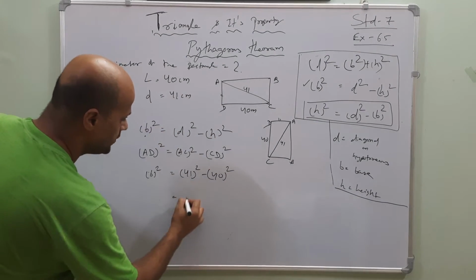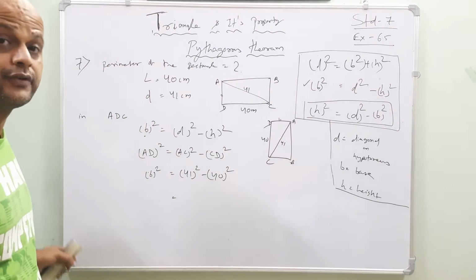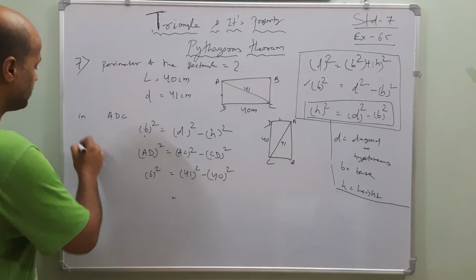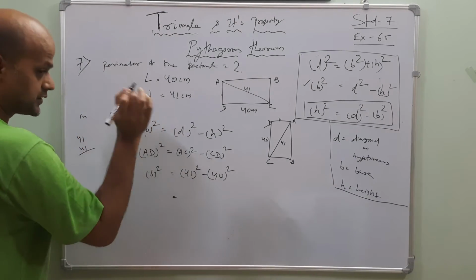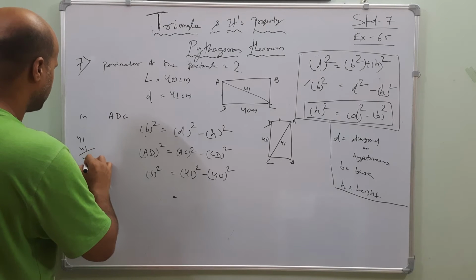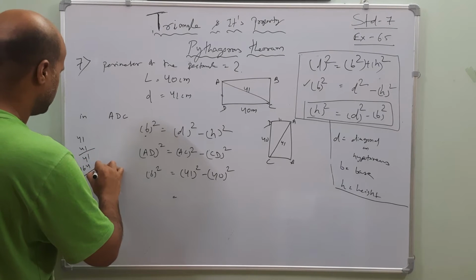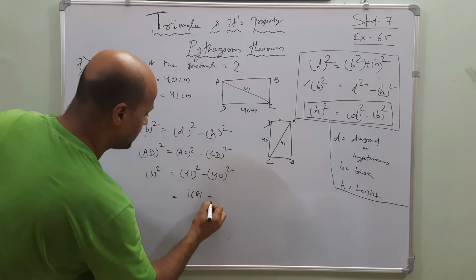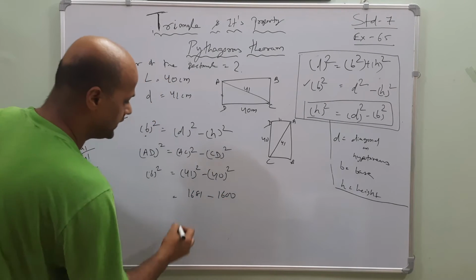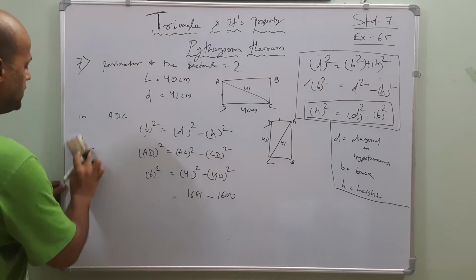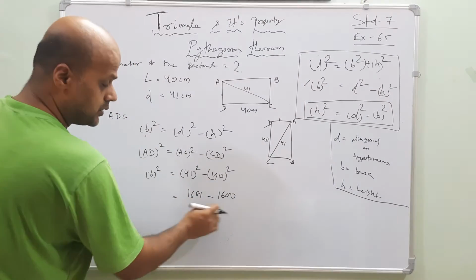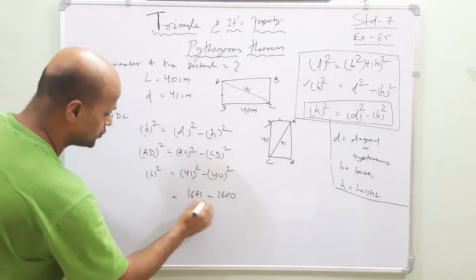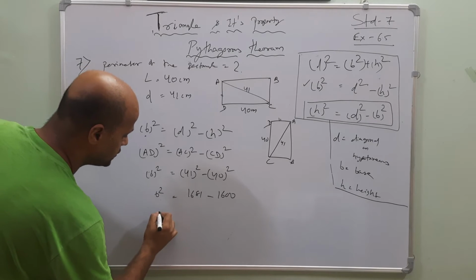Here it is. See, 41 square, it will be difficult for you. Not difficult, you can multiply it and find it yourself. So 41 square, just do it in rough note. Who will do it first, you or me? It is 1681 minus 1600. So this is the answer of 41 square and 40 square. So b square is equal to this much.